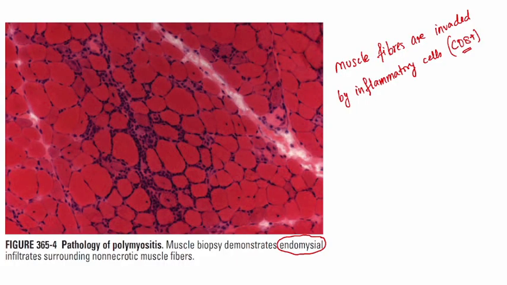Now in this slide we will see how the muscle fibers are invaded. See, there is endomysial involvement, CD8 cells. These are the muscle fibers. This muscle fiber is not invaded by the cells because cells are lying outside the muscle fiber, right? But see this muscle fiber, it is invaded by the inflammatory infiltrates, right? And it is atrophied. It is involved.